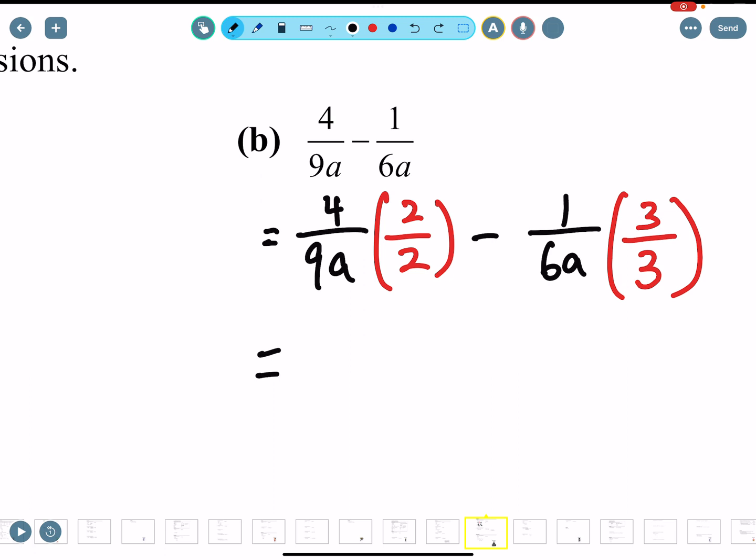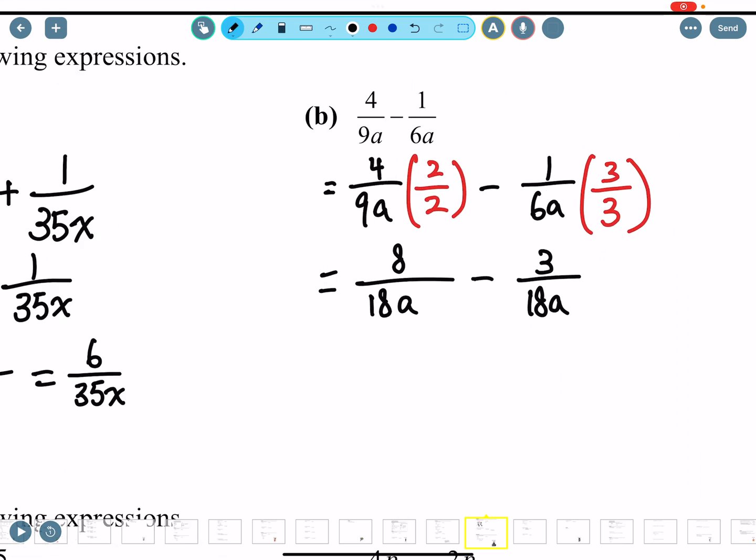You're not basically adding anything extra. This is actually equal to 1, so we're only multiplying by 1. So here on the left fraction, it becomes 4 times 2, which is 8. And then the bottom of the fraction, the denominator, 9 times 2 is 18, 18a. Minus 1 times 3 on the top is 3, over 6 times 3 is 18.